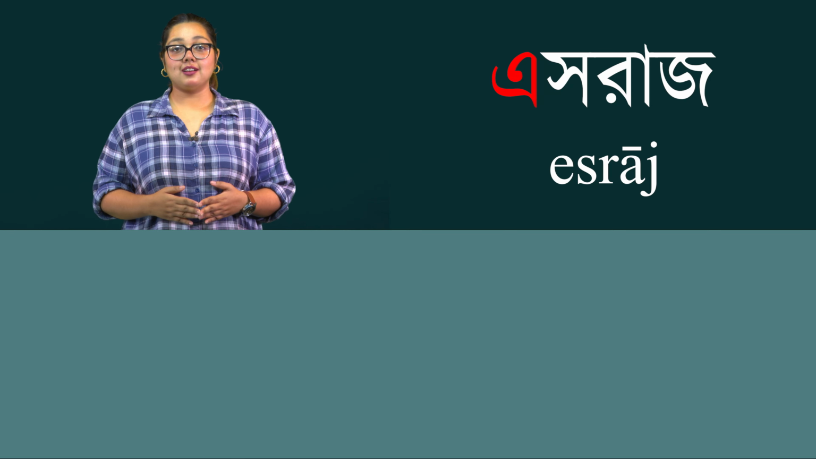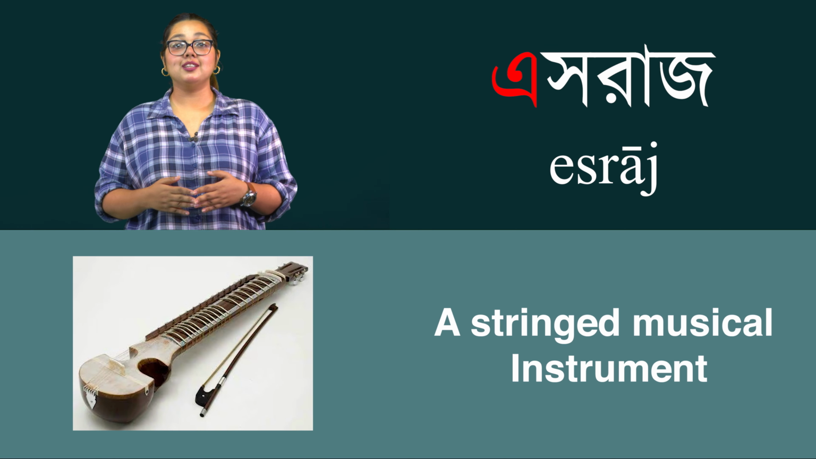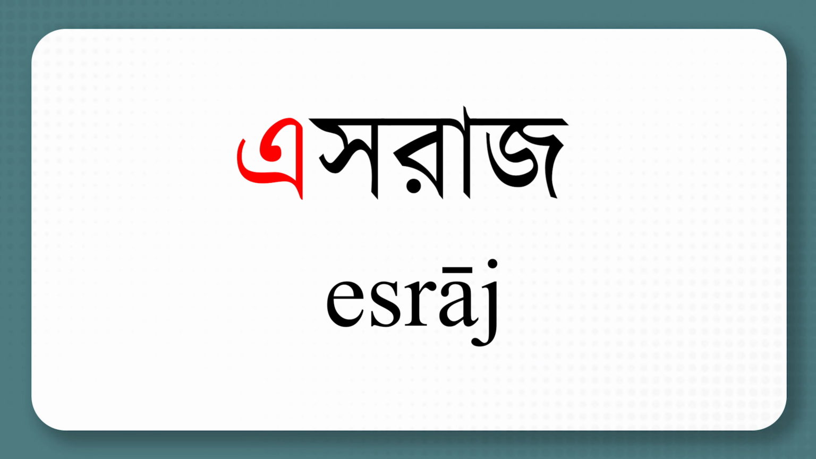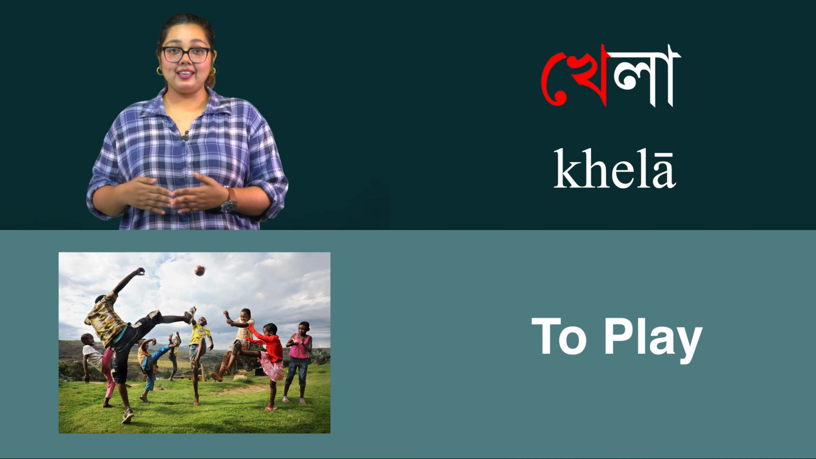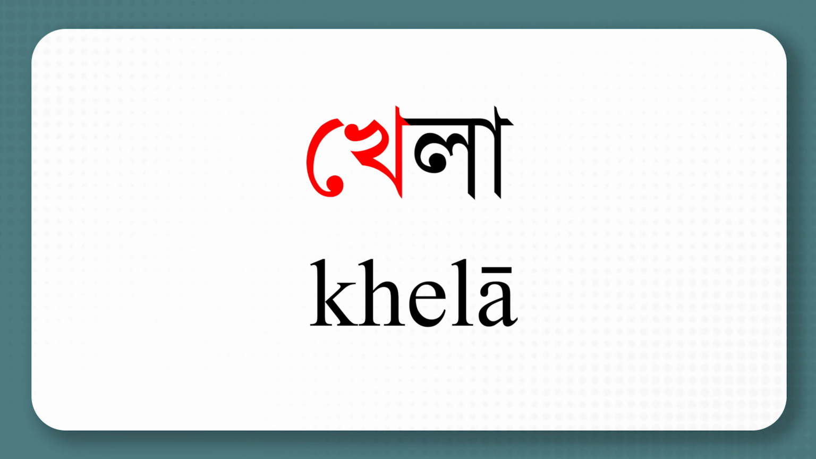Let's look at some examples using these letters. Bangla word Esraj means a stringed musical instrument in English. It is spelled as A, Donto Sho, Boishunno Roy Akar, Borgej J, Esraj. Bangla word Khela means play in English. It is spelled as Khoyakar, Loyakar, Khela.